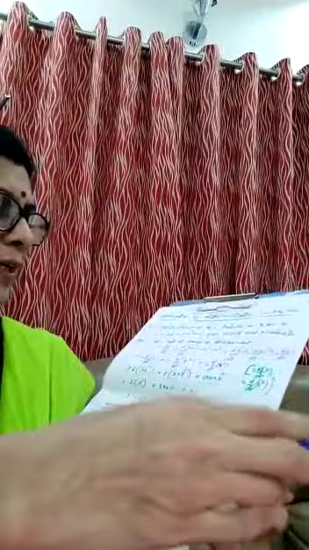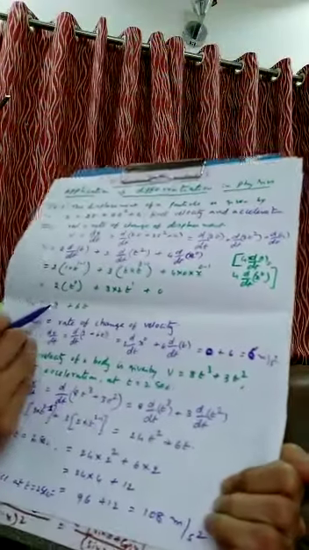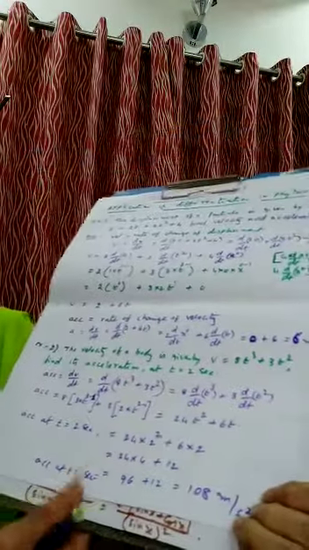What is the unit of acceleration? The acceleration unit is meters per second square. Velocity is 2 plus 6t. In this way we have to solve. Okay. And the next question let us solve.